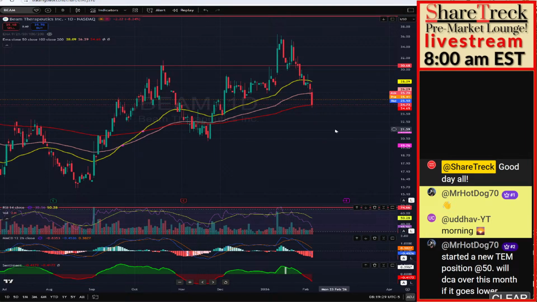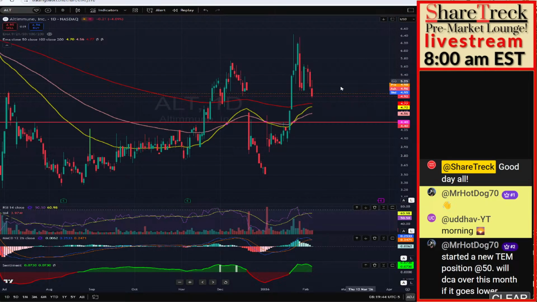Next, let's look at Beam Therapeutics, which is up 2.75% in pre-market trades. We'll have support from the 200-day exponential at 24.65. And we will have resistance at 26.29, which is the 100-day exponential moving average. It also coincides with almost the top of this candle.